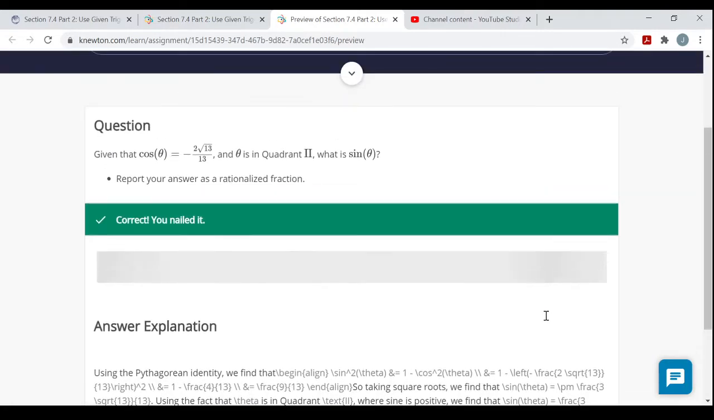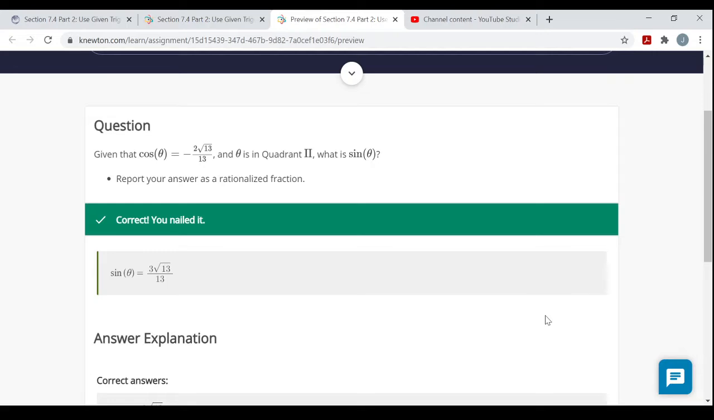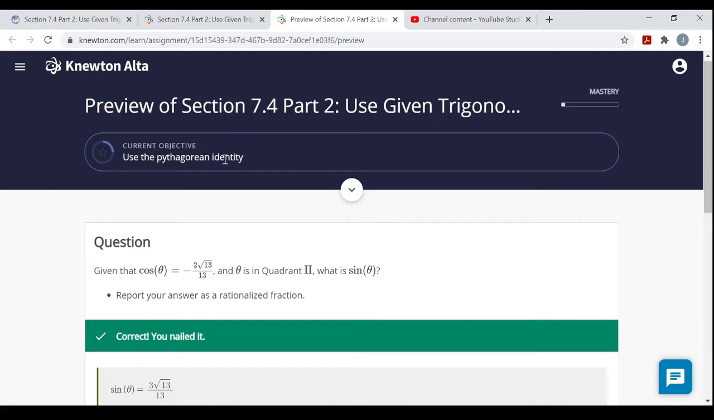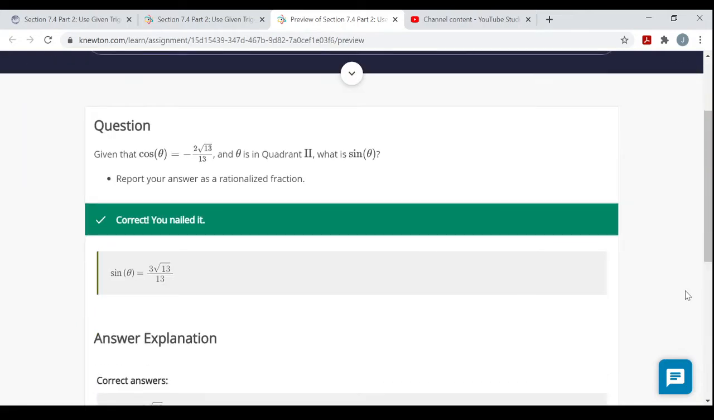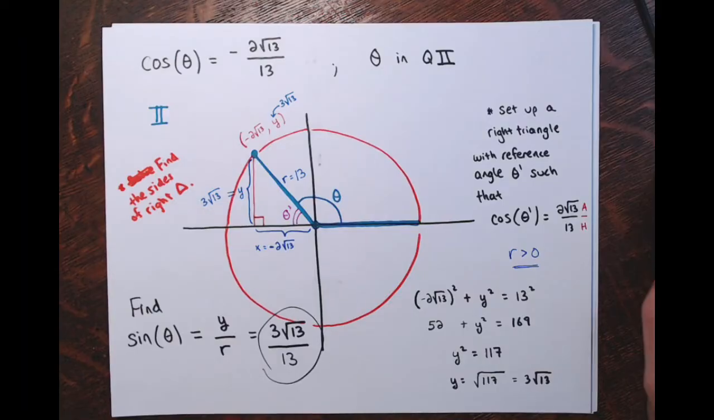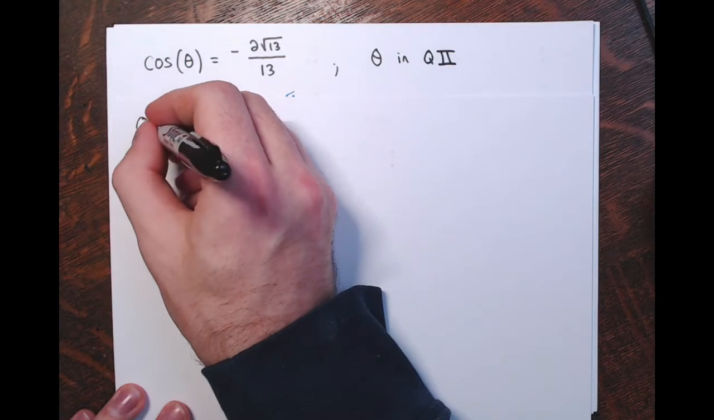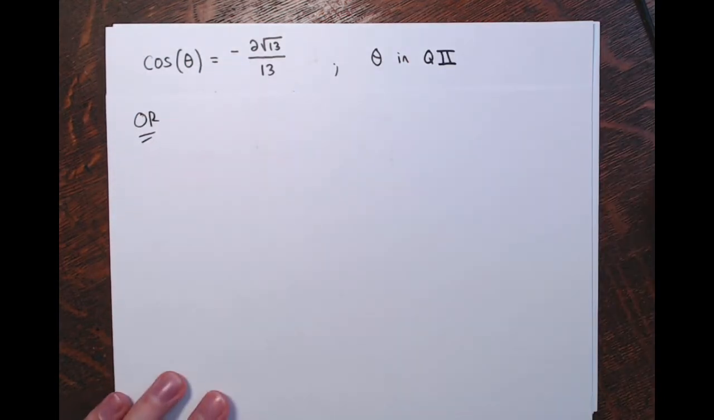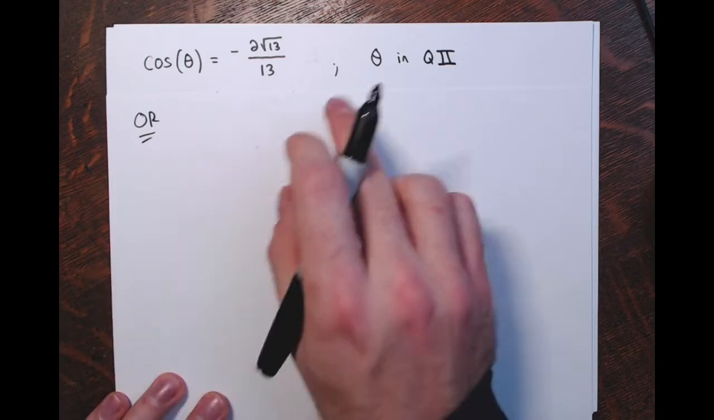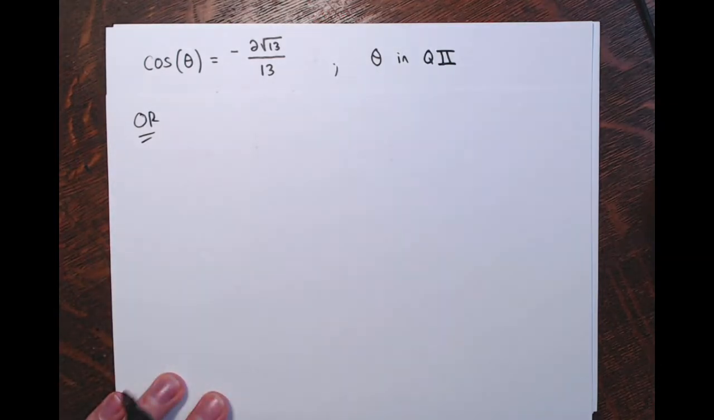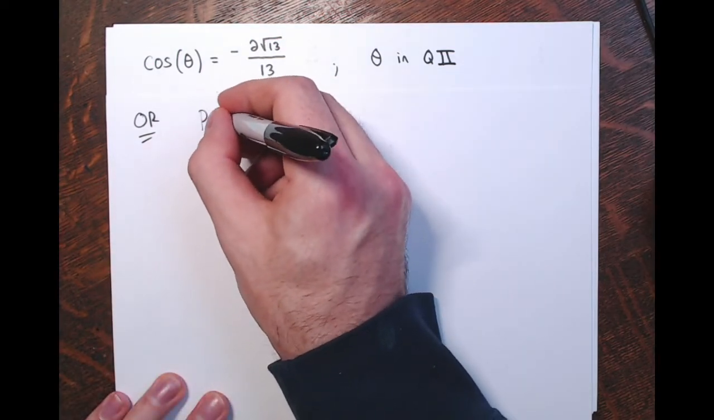Now, let me show you how to get the same thing. That was one way to do it, with a picture. Another way, the title of this objective was use the Pythagorean identity. I'm going to show you this once because personally I like drawing pictures. But let me show you another way to get the same value. Same question. We're given the cosine of an angle, and we know where that angle ends, and we're asked to find the sine. Well, remember that Pythagorean identity I mentioned earlier?